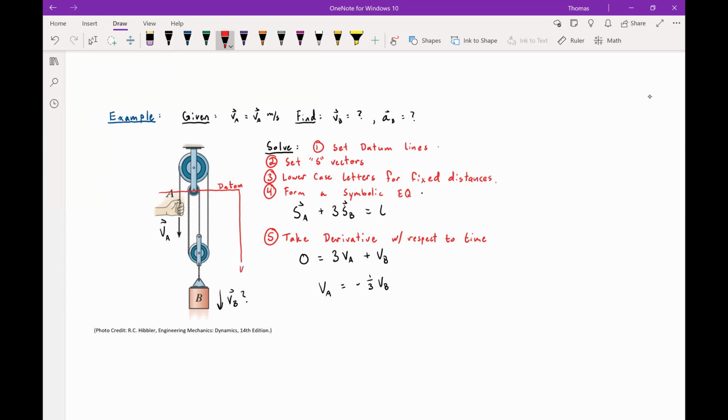A vertical line will then be drawn downward from the datum line to indicate the positive y direction. Now we will examine the moving elements in our system. We see that below the datum line are 4 lengths of rope separated by the pulleys. The furthest length to the left is denoted by point A, and as the length of the piece of rope will change, we'll refer to it as S of A.